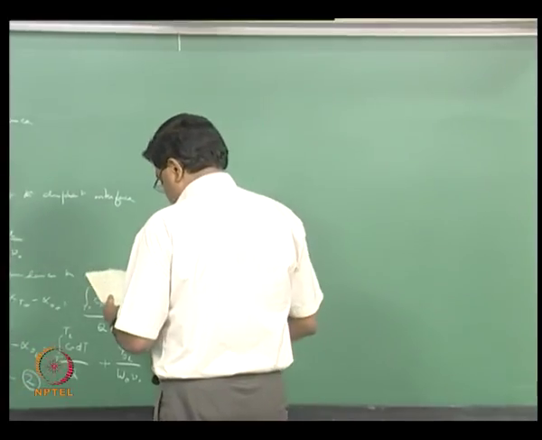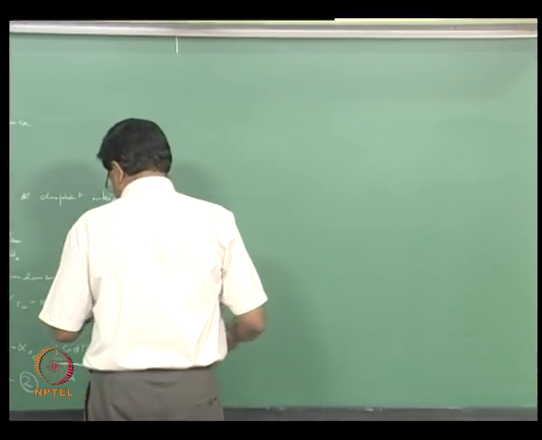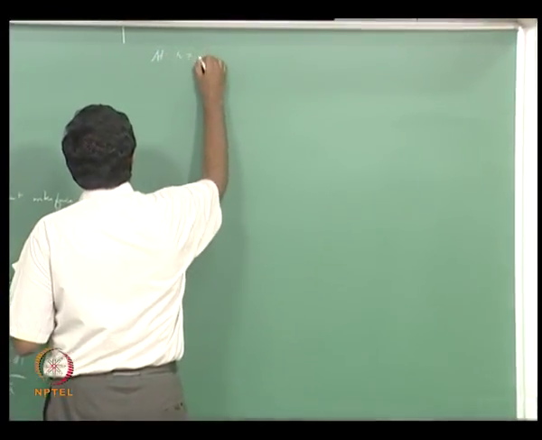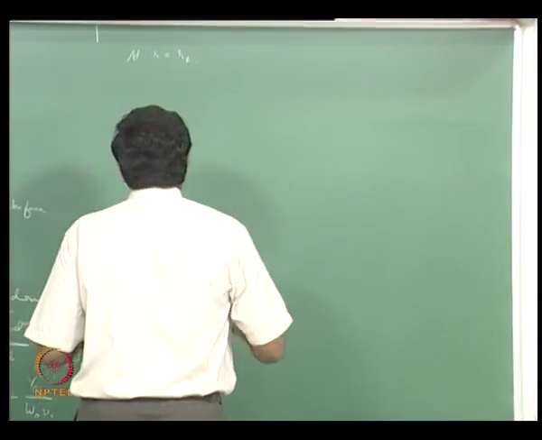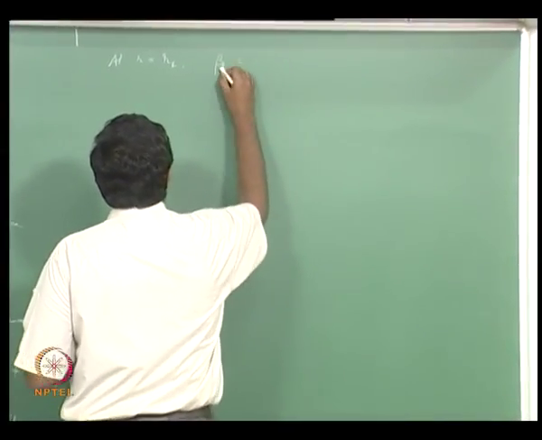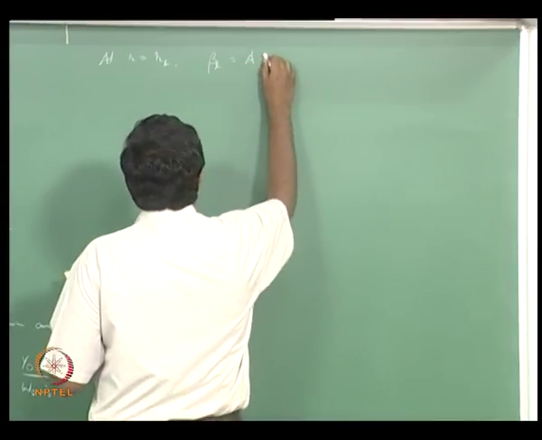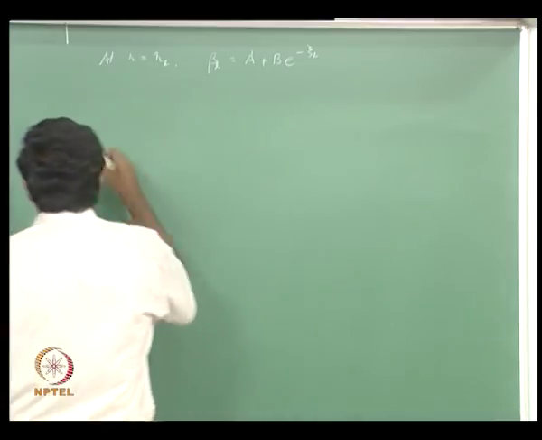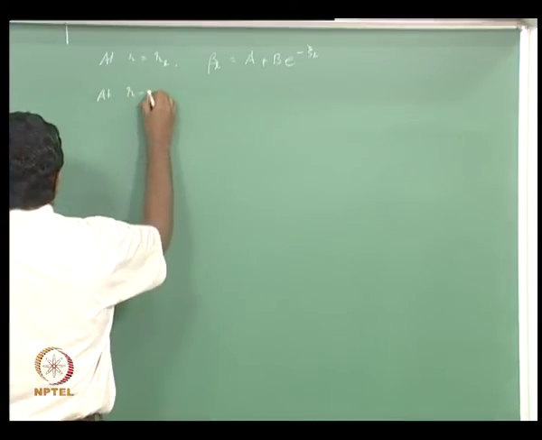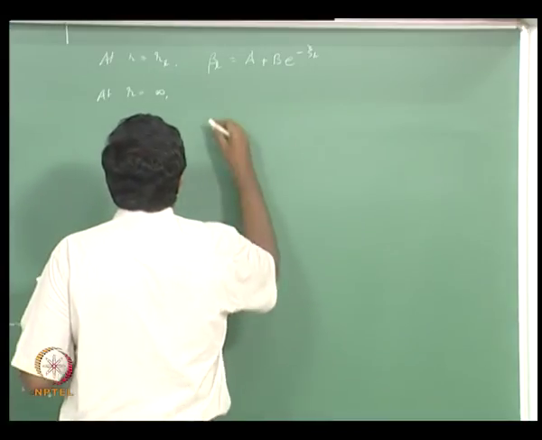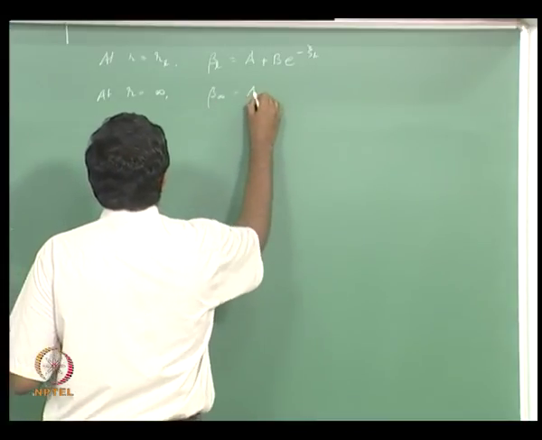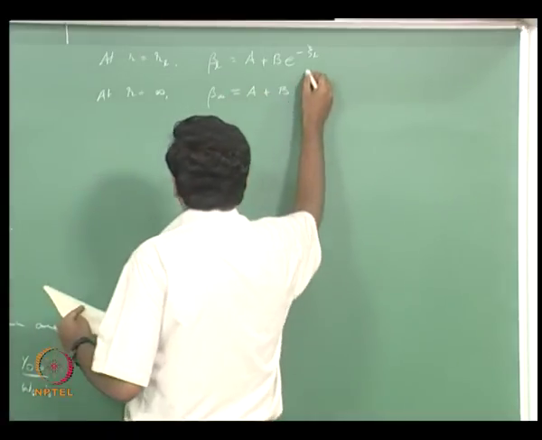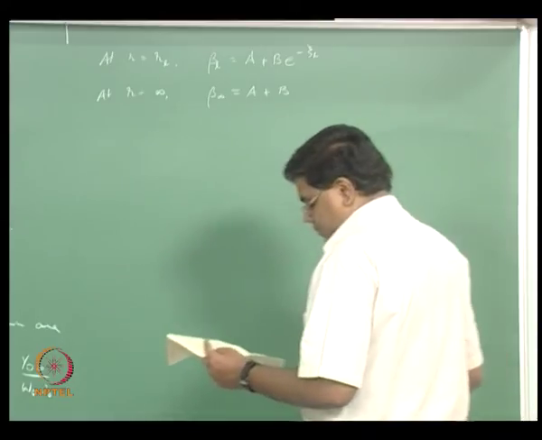Now the first thing we can do is, at r equals RL, beta L equals a plus b e to the minus psi L. At r equals infinity, beta infinity is simply equal to a plus b, because psi equals 0, so e to the 0 is going to be 1, and subtract to get rid of a.